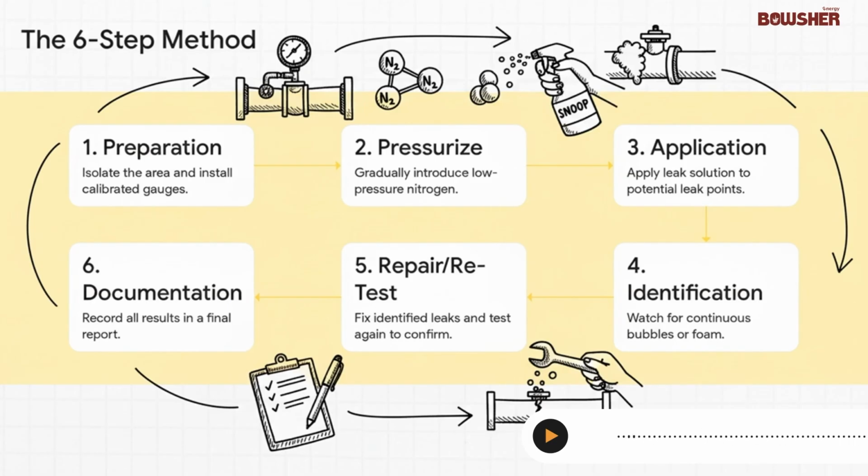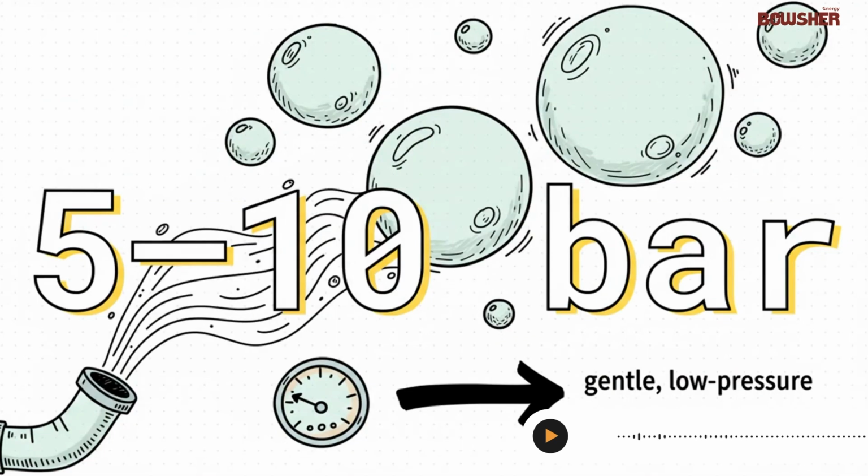The final steps are just as important. Repair it, retest it to make sure you got it right, and then document everything. It's a complete professional process. And hey, notice the pressure here, just 5 to 10 bar. Now, to put that in perspective, that's way less pressure than you'd get from a typical pressure washer. This is a gentle, low-pressure check, which makes the whole procedure a lot safer.